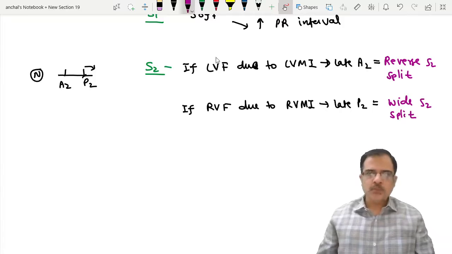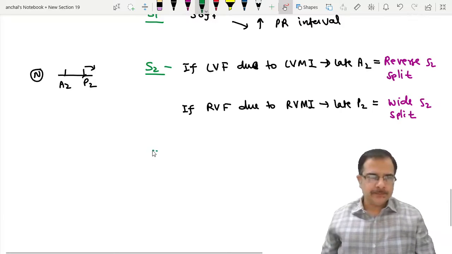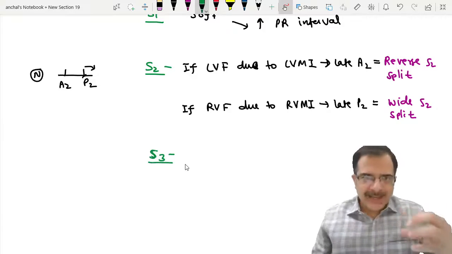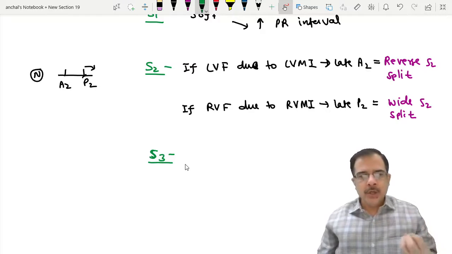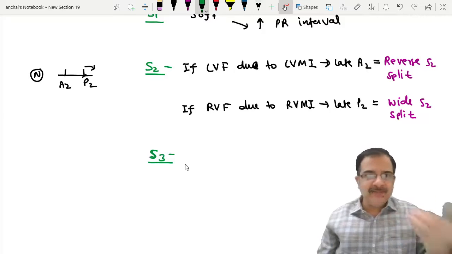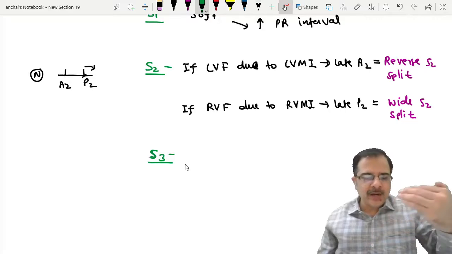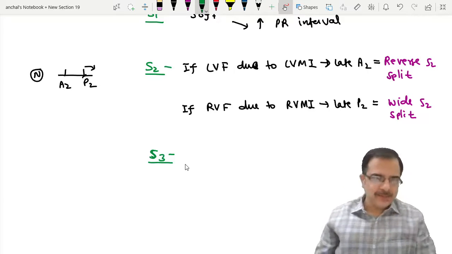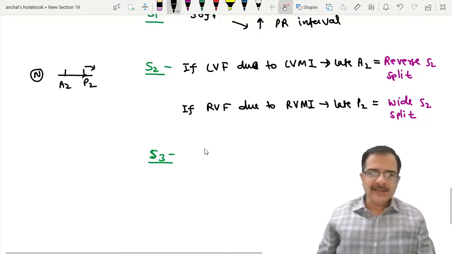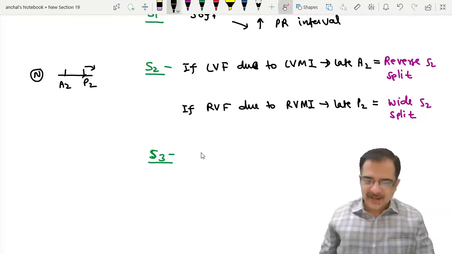Now coming to the S3 sound. What is the S3 sound? S3 sound is basically increased blood in the ventricles during the passive filling phase. So why will S3 be positive? Because of the increased blood due to ventricle failure. The ventricle is not able to eject the blood out properly. So blood retention occurs, and that leads to the S3. S3 can be either right ventricle or left ventricle depending on the side of the ventricle failure.